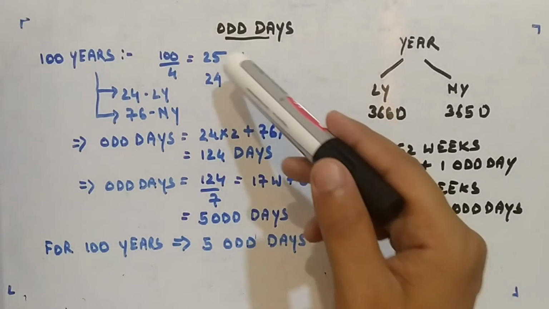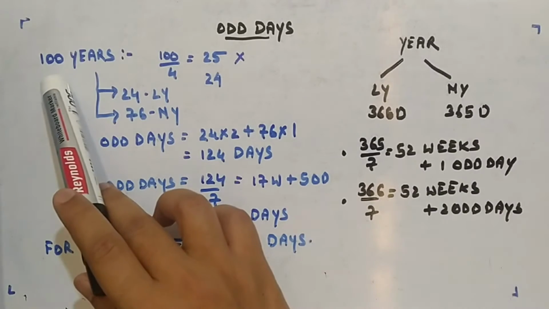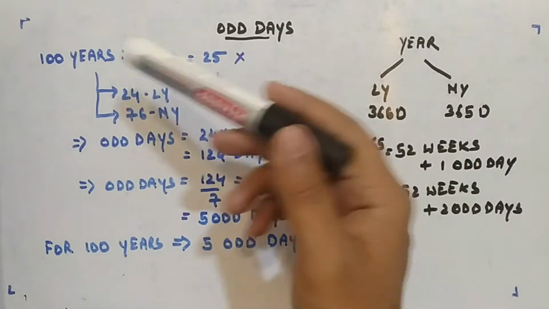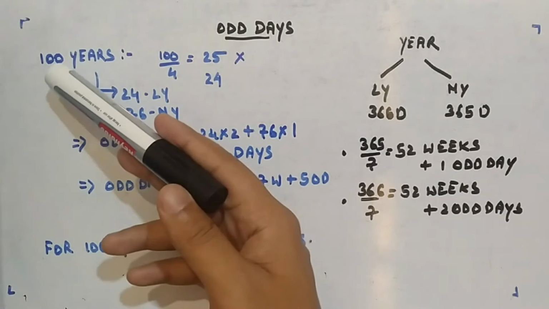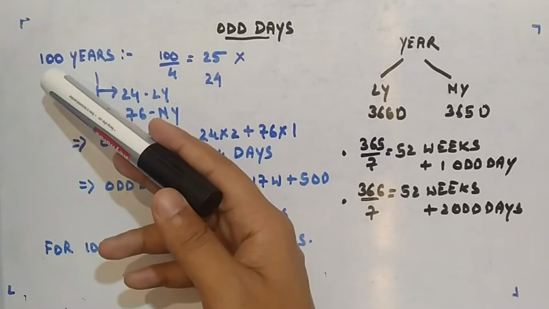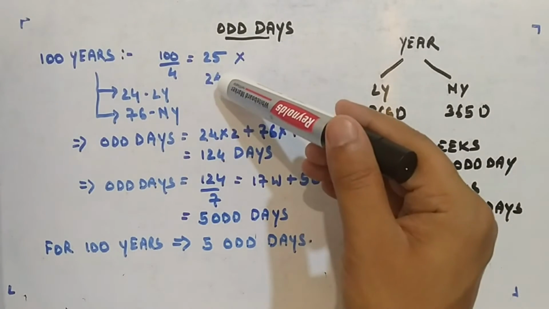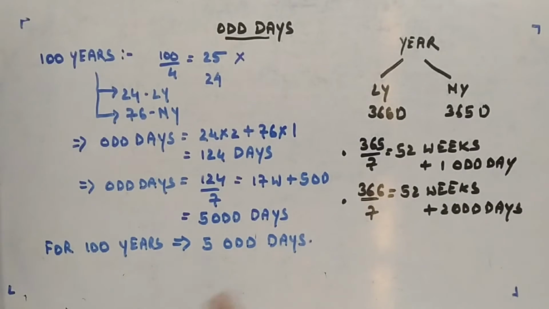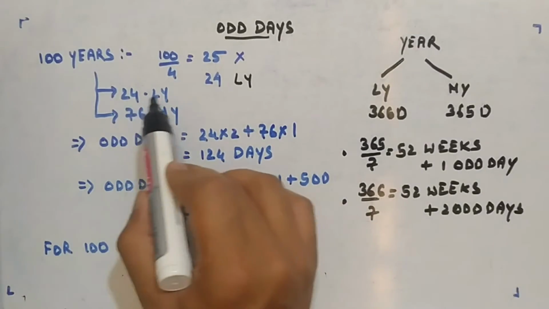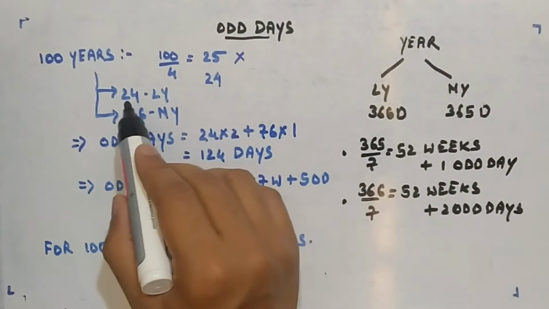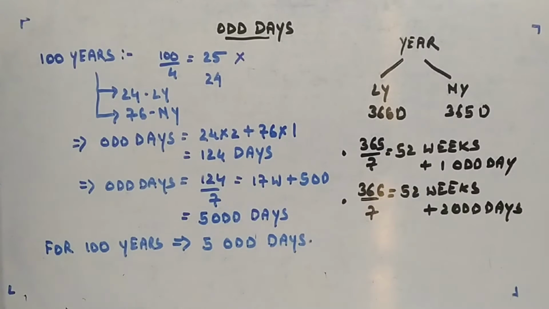In 25, it was including 100 as well, but 100 is not a leap year because the condition is divisibility by 400 and it is not divisible. That's why it is not a leap year. It is a normal year, the 100th year. So in total you have 24 leap years. I'll write it: 24 leap years. Here I've already written it. So 24 leap years, and the remaining out of 100 is 76. 76 will be normal years.